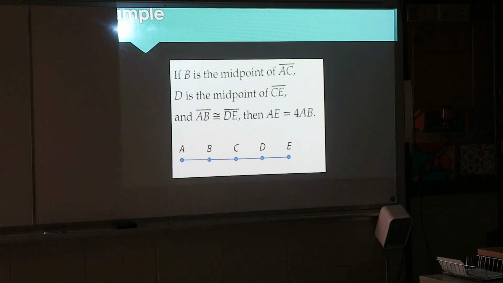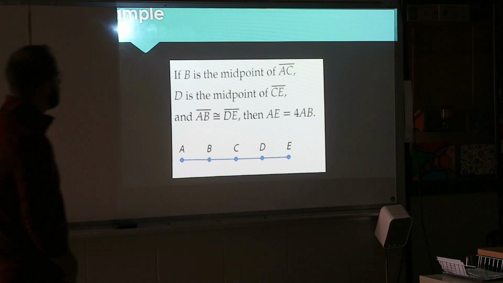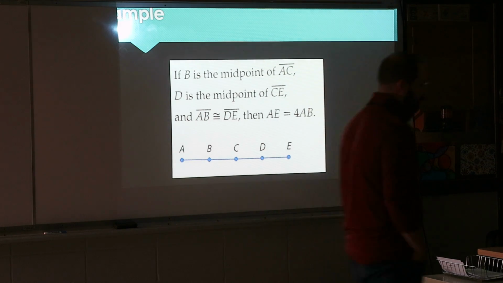B is the midpoint of A to C. D is the midpoint of C to E. Prove that AB, and I guess you're also given that AB and DE are congruent. Prove that AE is exactly 4 ABs. We're doing a lot of adding.